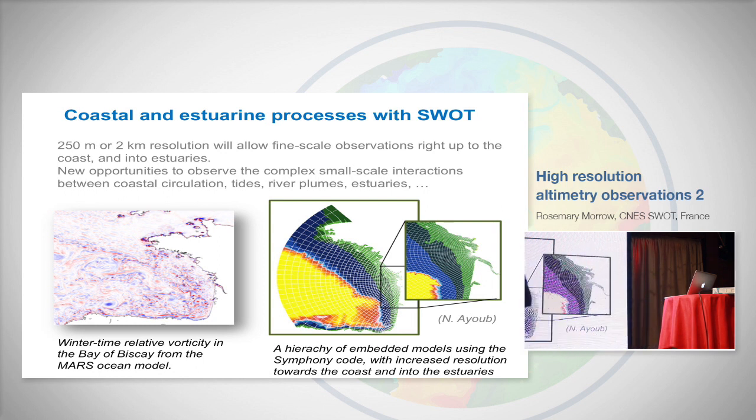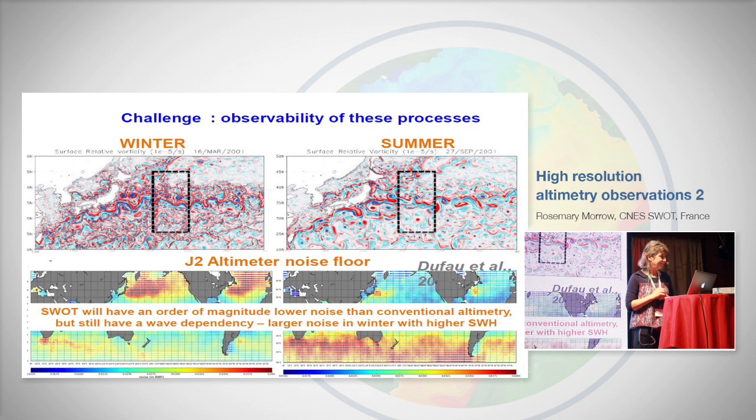And you can see that this is relative vorticity in winter. These same processes, small scale processes, also occur very actively in the coastal zone. But in addition, we have a lot of information and exchange coming out of rivers. There's a lot of very active shelf processes, and we need to have altimetric observations that can capture that. So SWOT will enable us to approach right up to the coast, and will be able to also give us information on river levels in the estuary zones.